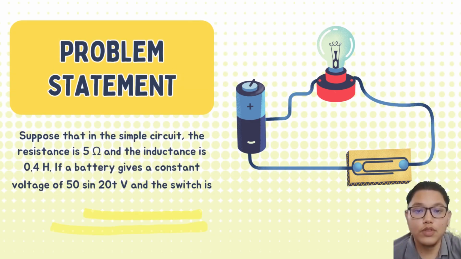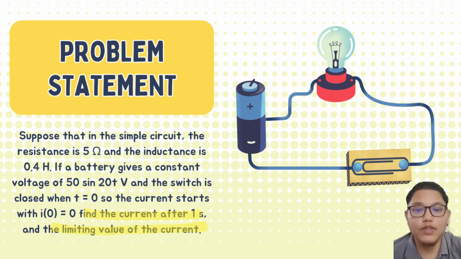Okay, now we proceed to the problem statement. Suppose that in the simple circuit, the resistance given is 5 ohm and the inductance is 0.4 H. If a battery gives a voltage of 50 sin 20t V and the switch is closed when t equals 0, so the current starts with I(0) equals 0. Find the current after 1 second and the limiting value of the current.